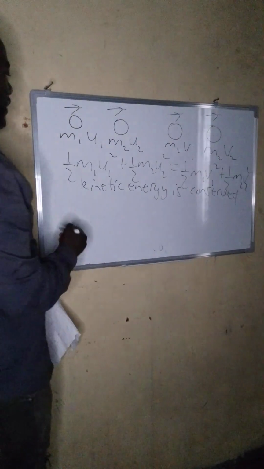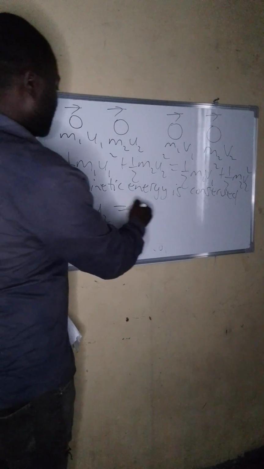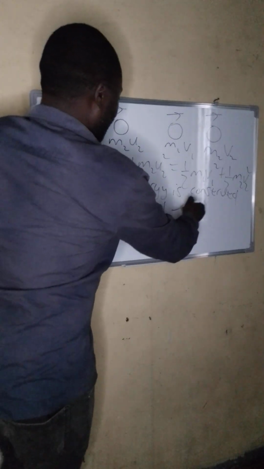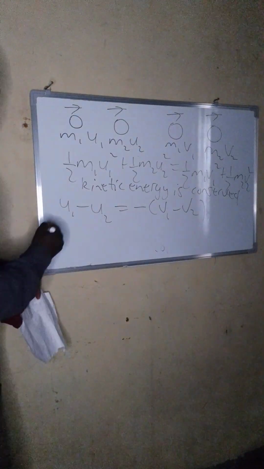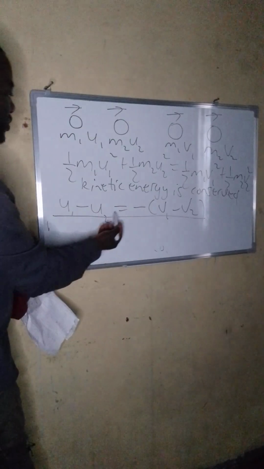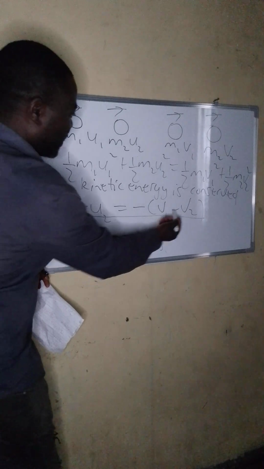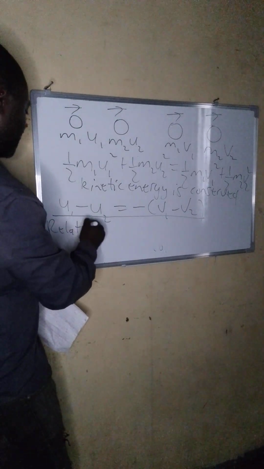Then u1 minus u2 is equal to minus (v1 minus v2). That is the relative velocity before collision equals the negative of the relative velocity after collision.